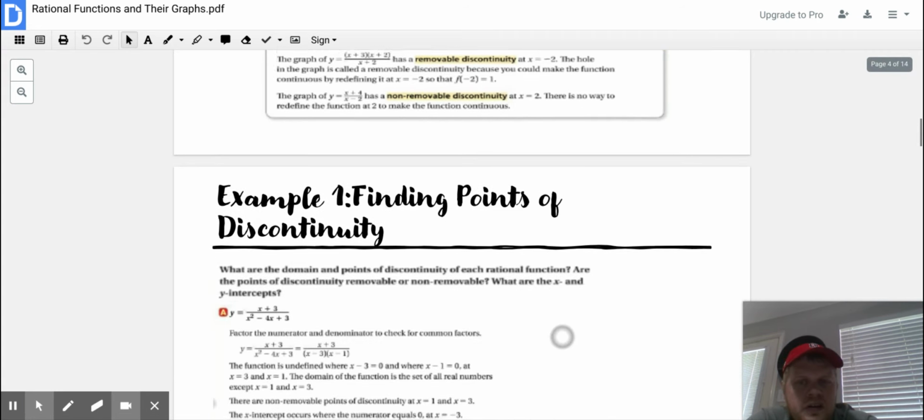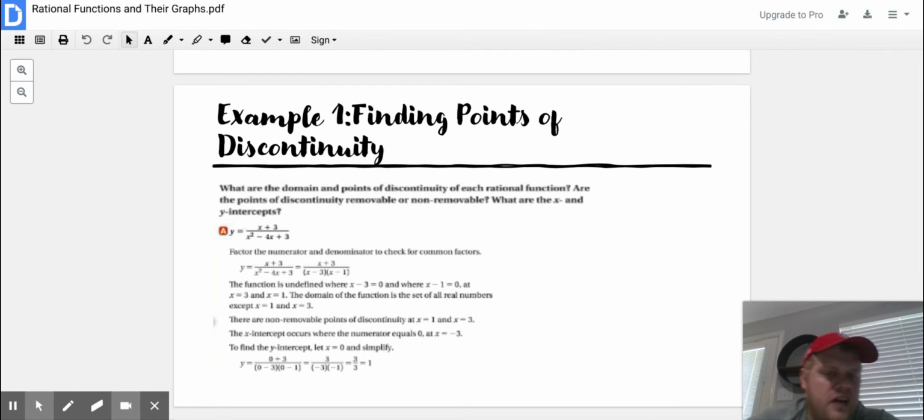All right, first example here. We're going to have three different problems for finding points of discontinuity. For our first one: what are the domain and points of discontinuity of each rational function? Are the points of discontinuity removable or non-removable? And what are the x and y intercepts? So here's our function, x plus 3 over x squared minus 4x plus 3. Your first step, if you can, is to factor. So you need to see if you can factor x squared minus 4x plus 3. In this instance, you can. If you can factor, you have to. So that actually factors down to (x minus 3)(x minus 1).